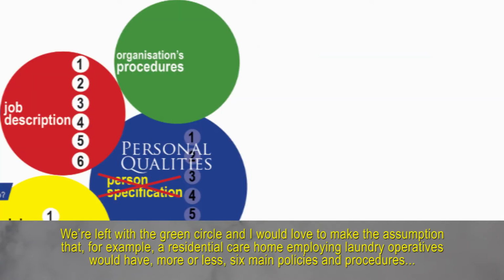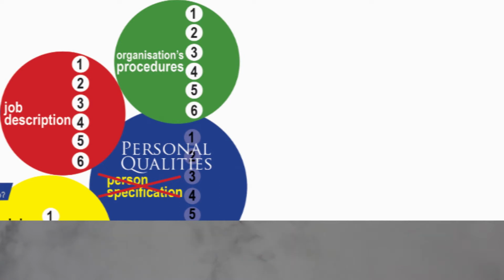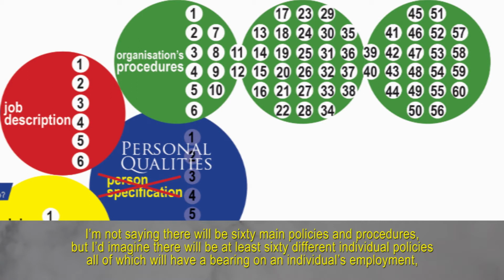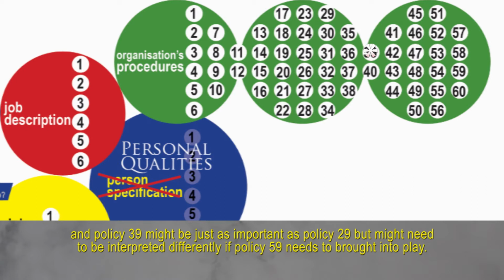We're left with the green circle, and I would love to make the assumption that, for example, a residential care home employing laundry operatives would have more or less 6 main policies and procedures, but it's a bit more actually. That will do for now. I'm not saying there will be 60 main policies and procedures, but I'd imagine there will be at least 60 different individual policies, all of which will have a bearing on an individual's employment. And policy 39 might be just as important as policy 29, but might need to be interpreted differently if policy 59 needs to be brought into play.